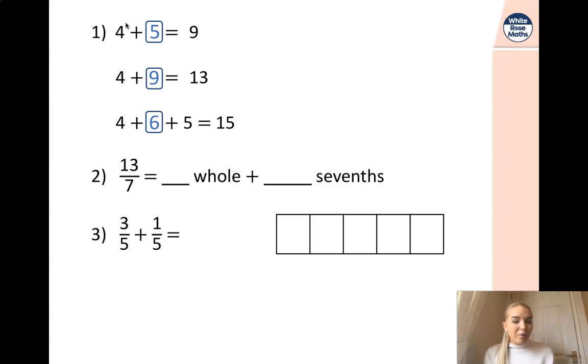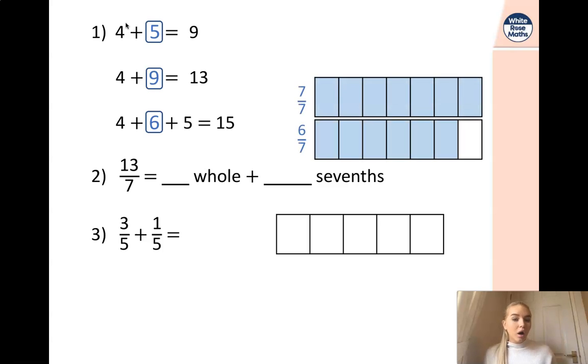Question number 2 then, we can see that 13/7 is an improper fraction. Why is it an improper fraction? That's right, because the numerator, the top number, is larger than our denominator. And we can see that 7 goes into the number 13 once. We can make one whole with our 7/7.